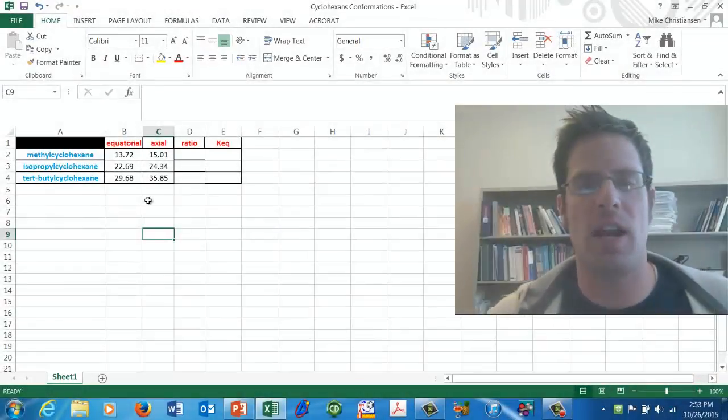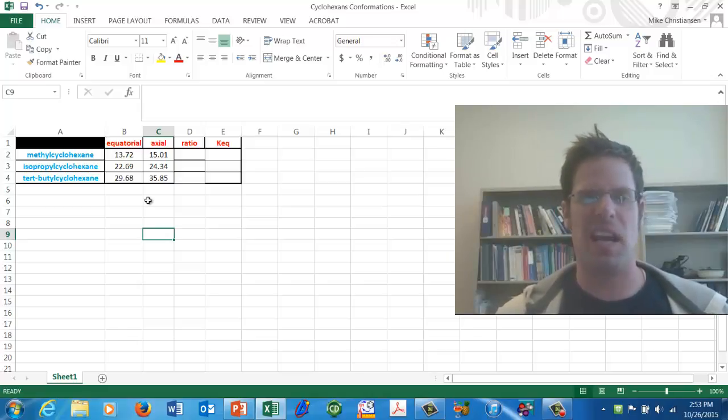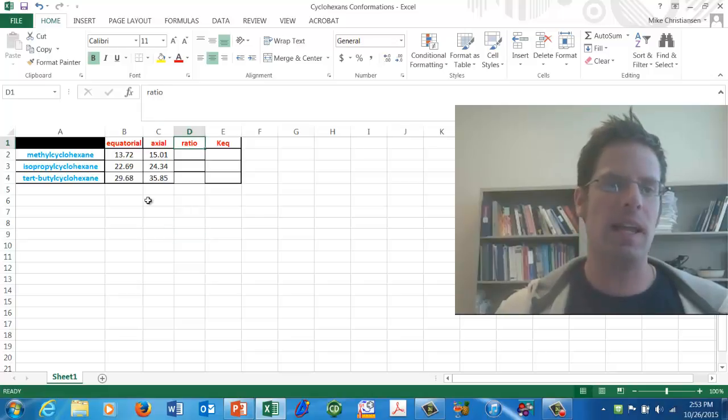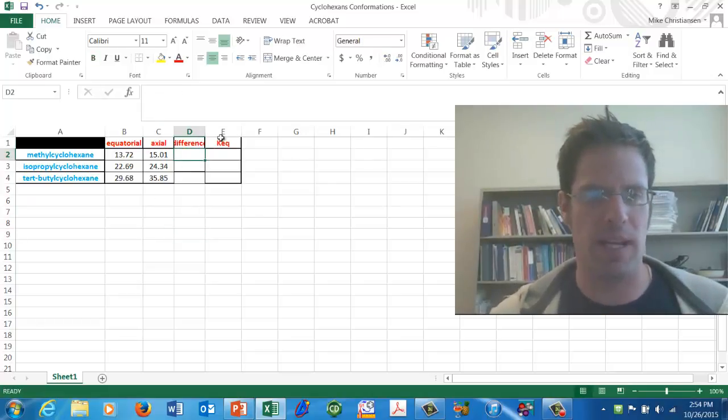These are the final numbers that I ended up getting for the different conformations that we just analyzed. Your numbers may or may not be exactly the same, and they don't have to be exactly the same. I'm just showing you what I got. What I'd like to do now is determine the difference between each of these.